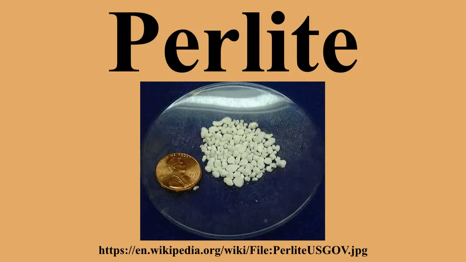In the construction and manufacturing fields, it is used in lightweight plasters, concrete and mortar, insulation and ceiling tiles. In horticulture, perlite can be used as a soil amendment or alone as a medium for hydroponics or for starting cuttings. When used as an amendment, it has high permeability, low water retention, and helps prevent soil compaction.